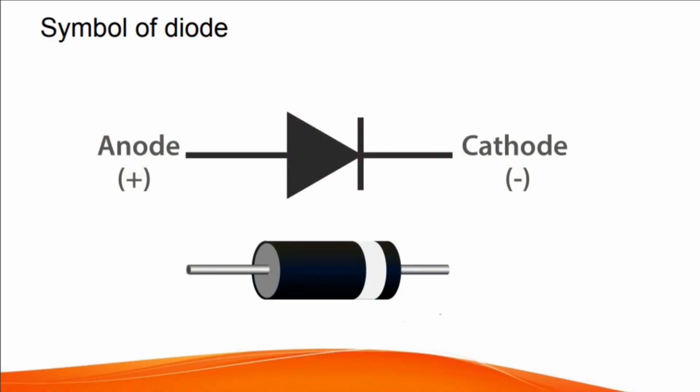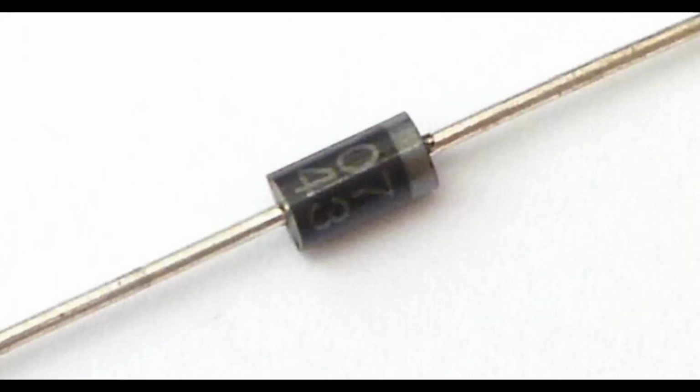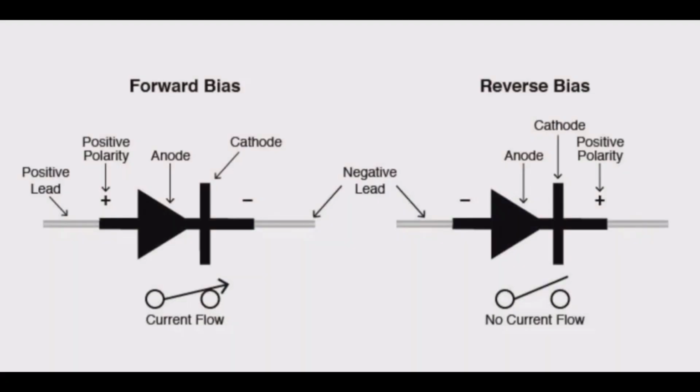There are many types of diodes. Each type has its own application. The symbol of a diode is like this, and in real life it looks like this. Now we are going to talk about the construction of diodes. When the anode voltage is more positive than the cathode voltage, the diode is said to be forward biased. When the cathode voltage is more positive than the anode voltage, then the diode is said to be reverse biased. The arrow in the diode represents the direction of the flow of current.